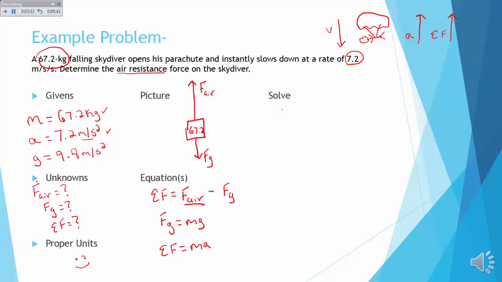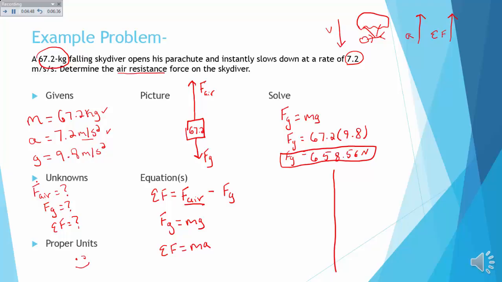So with these problems, I recommend solving for the weight of the object first. So we could say Fg is equal to mg. So I know that the weight of the skydiver is equal to 67.2 multiplied by 9.8. Doing some math, I know the weight of the skydiver is going to end up being 658.56 newtons. So that's the weight of the object. Now we could use that in order to solve the rest of the problem.